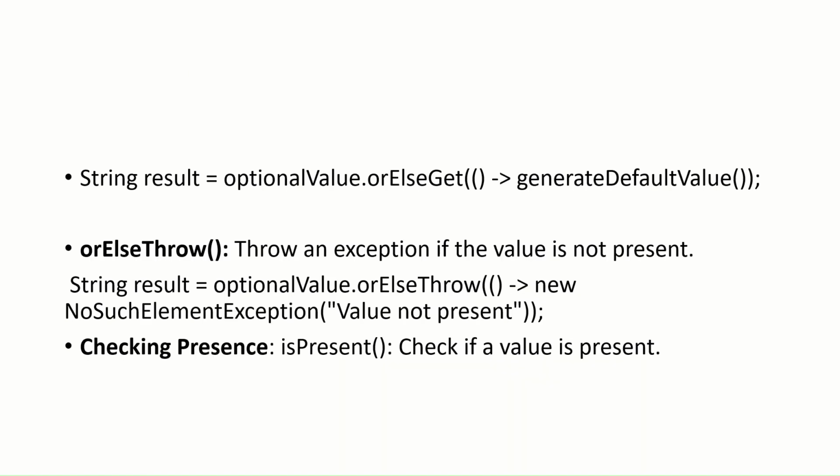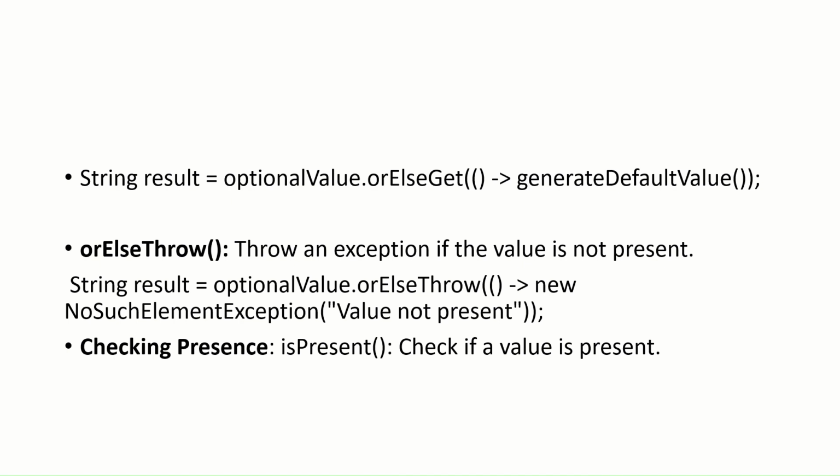Now let me go to the next slide, and here you can see how we can use the orElseGet method. You can see the orElseGet method expects a Supplier, and with the help of a lambda expression, we are calling the supply method of the Supplier and providing some value here. Okay, now the next method that the Optional class has is orElseThrow, which is used to throw an exception if the value is not present.